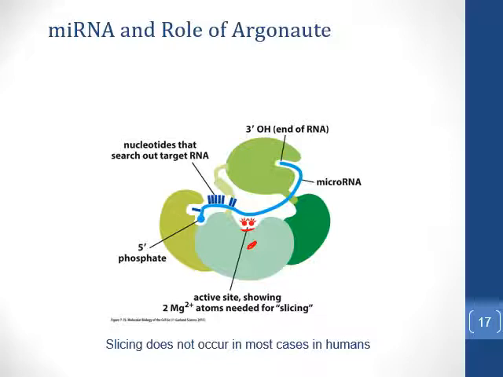Now, we said slicing doesn't occur in most cases in humans, because that doesn't occur unless you get the extensive base pairing, as we said. In most cases in humans, what's going to happen is this is just going to block translation.